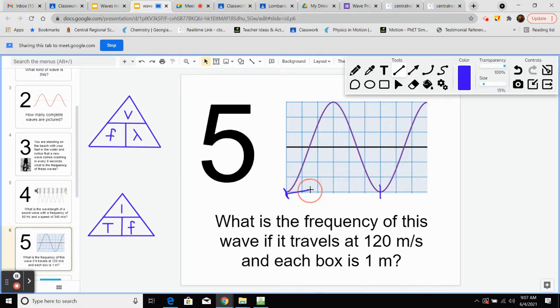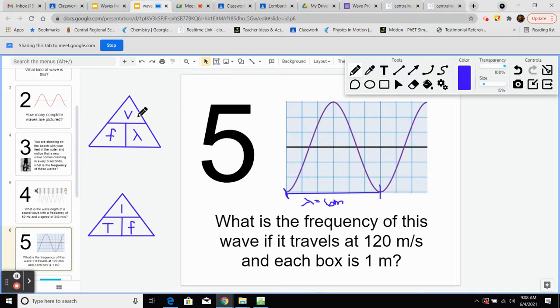So then how many boxes is that we're going to go past? 1, 2, 3, 4, 5, and 6. So that is going to be your wavelength. So wavelength is going to equal 6 meters.